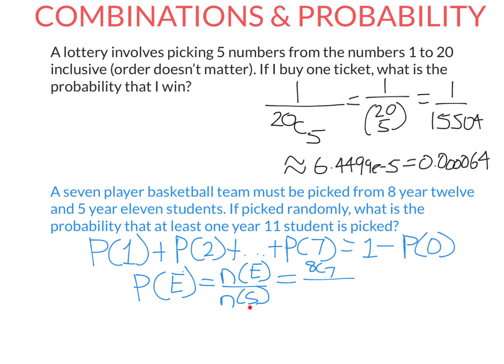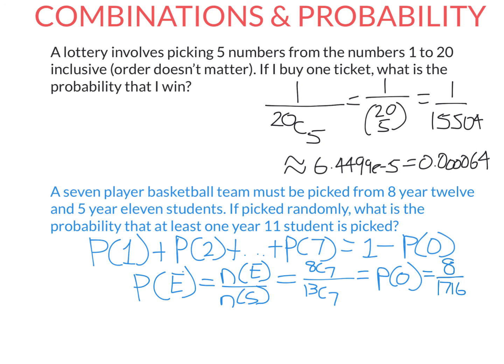So what is the total number of outcomes? What is the total number of ways that I can pick 7 players from this group of 13? Well, that would just be 13C7. So this here is the probability that no year 11s are picked. So using the calculator, 8C7 is 8. There are 8 ways you can pick 7 year 12s from a group of 8. And 13C7 is 1,716. That's the total number of ways you can pick the team overall.